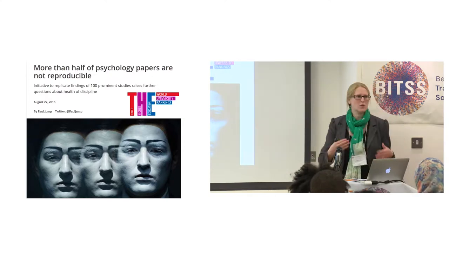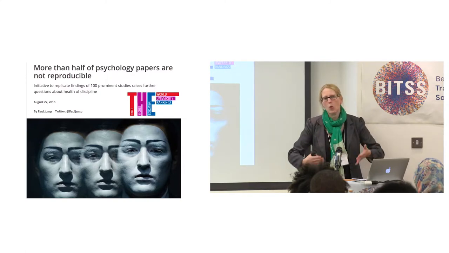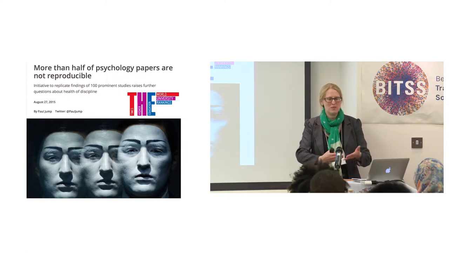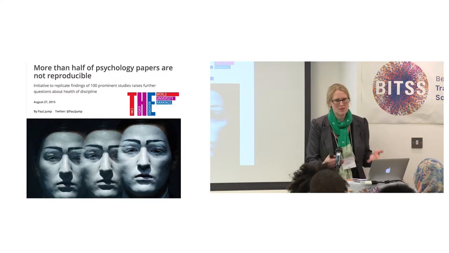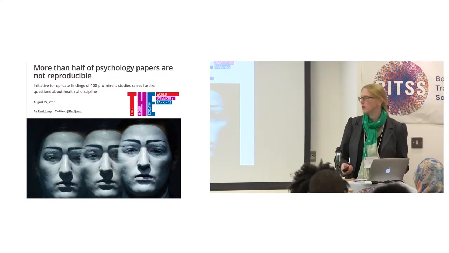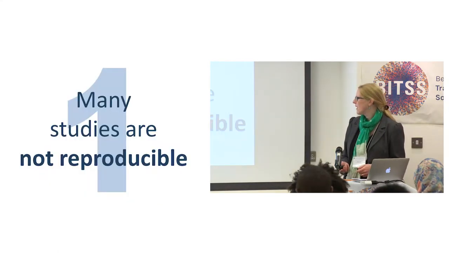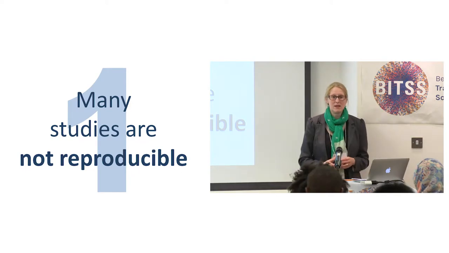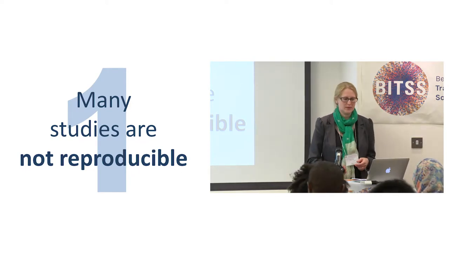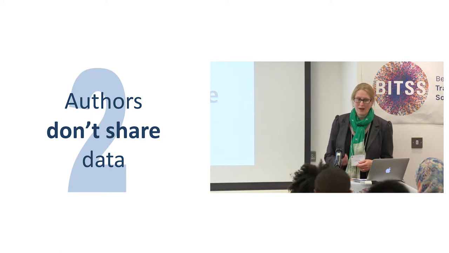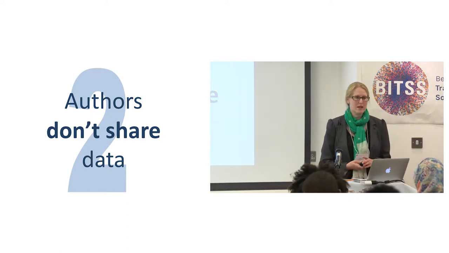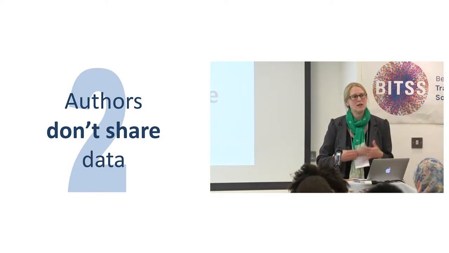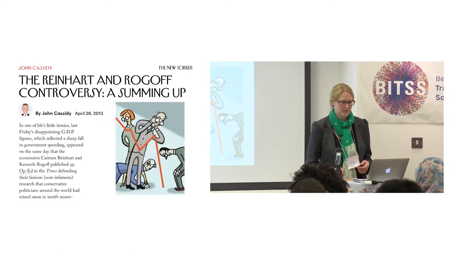So this also speaks to publication bias. We all know why studies were presented with significant results to be published, right? You want to get past the peer reviewers. So many studies are unfortunately not reproducible. Why is that? One of the reasons is that many authors don't share their data and they don't work as transparently as they could.